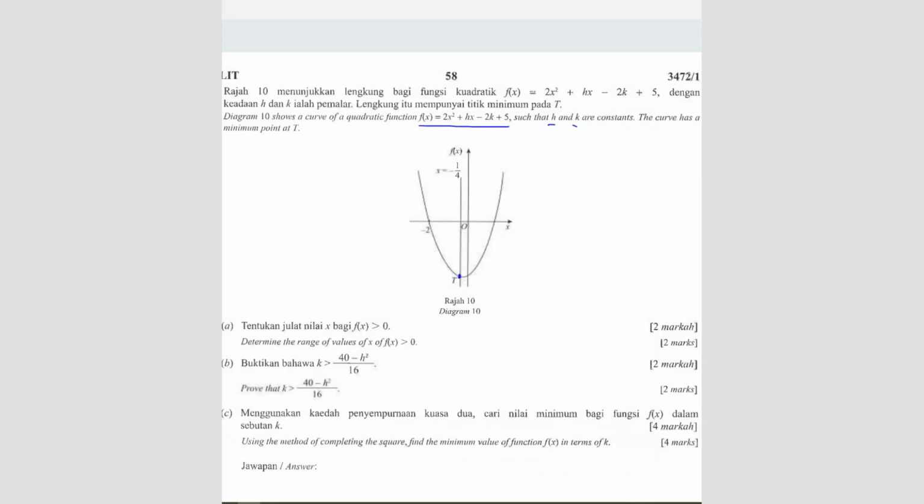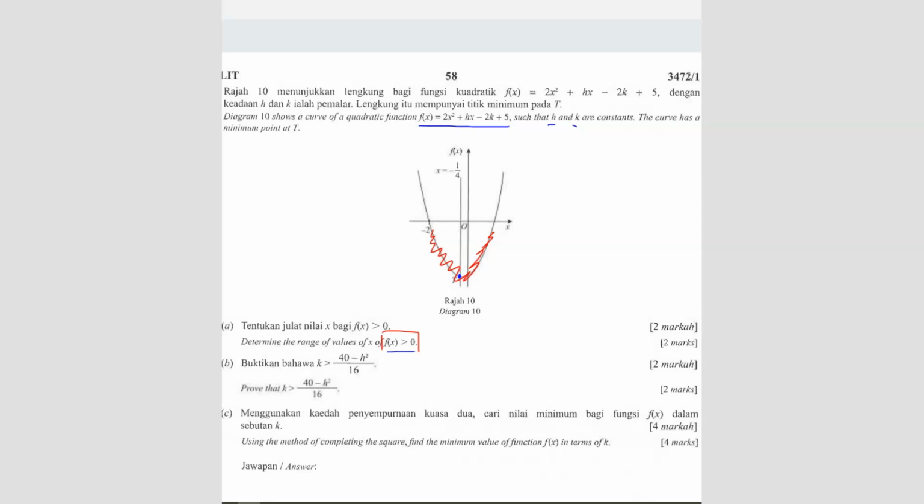Question A. Determine the range of values of x when f(x) is more than 0. So they said when f(x) is more than 0. So at which part is f(x) more than 0? Above here, right? These are all f(x) more than 0. So that means we are not going to bother about what is down here. Okay, we can ignore this bottom part. We don't care. So when we are only looking at the top here, what range of x value will exist?